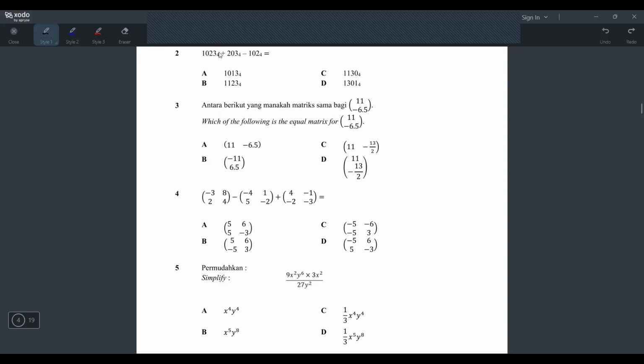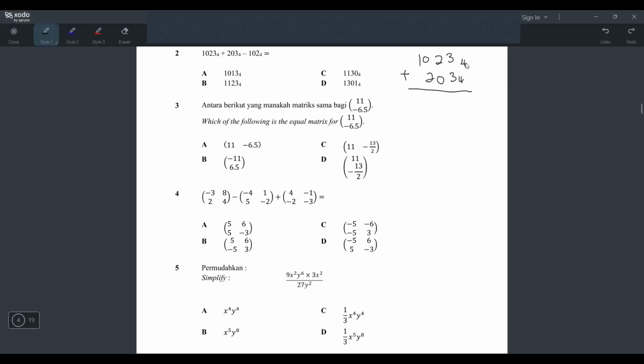So if it's base 4, then how? One way is to convert everything to base 10 and then press the calculator. But if you use that method, after you get the answer, you still have to convert back to base 4. If you don't want to do that, you can straight away just add and subtract yourself without using a calculator. Just 1023 base 4 plus 203 base 4 like that, and then you just add it yourself.